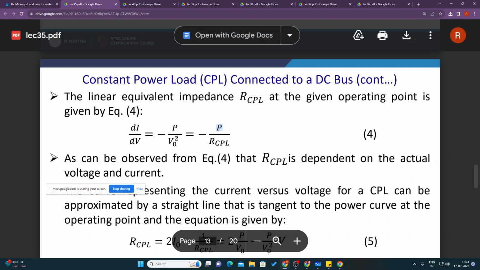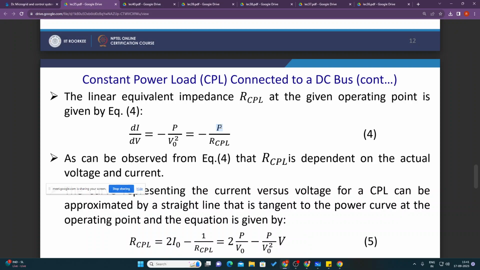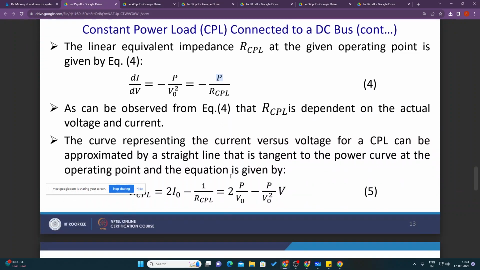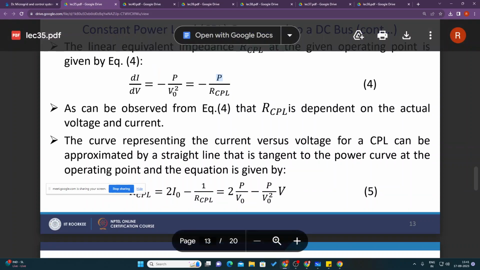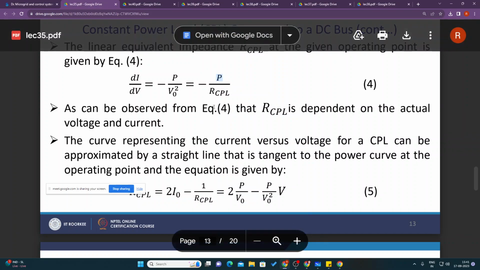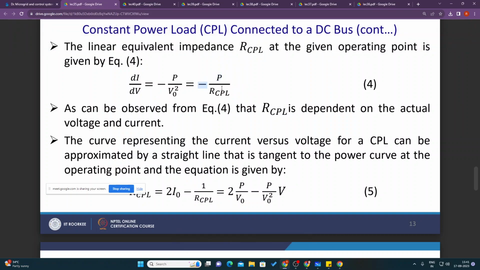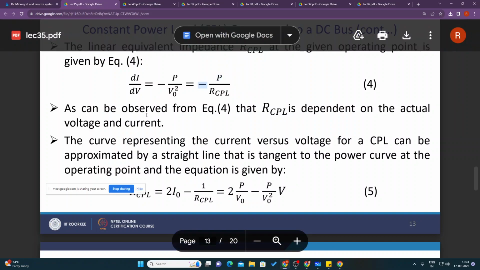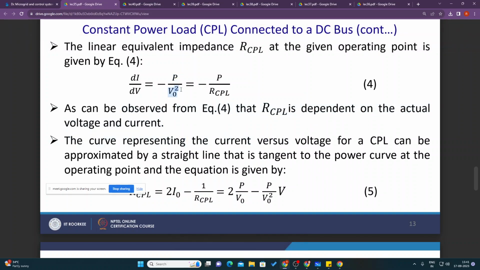So this should not be P, this will be 1. So 1 by RCPL equals P by V naught square, minus in the sense because RCPL is considered to be positive, so hence the minus is kept, and 1 by RCPL. As can be observed from equation 4, the RCPL is dependent on the actual voltage and current because it's dependent on P and V naught square.